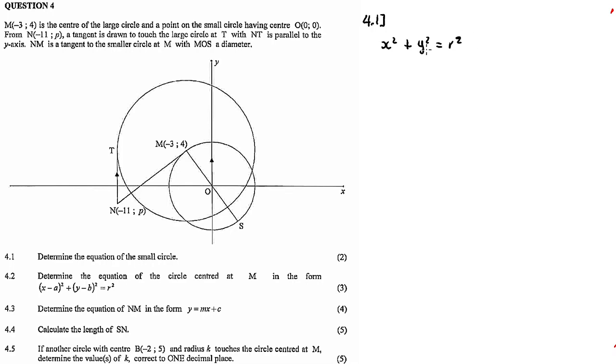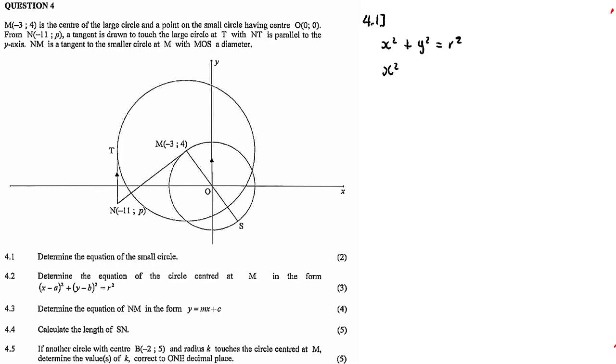If that's the case, this is the equation with the radius squared. The radius r is unknown, so let's calculate the radius. This formula is not found in the formula sheet. This is the equation for a circle at the origin.